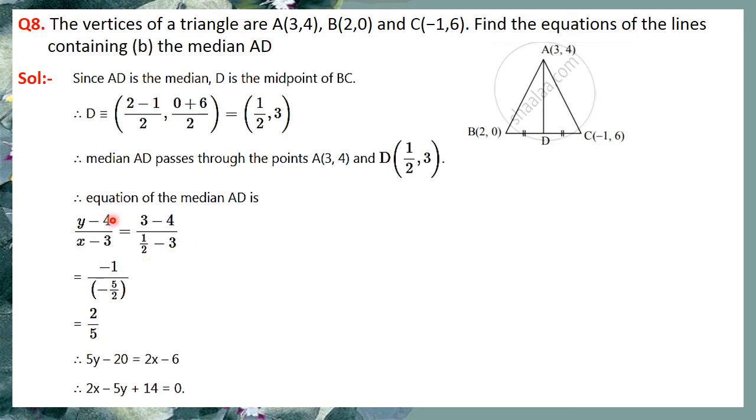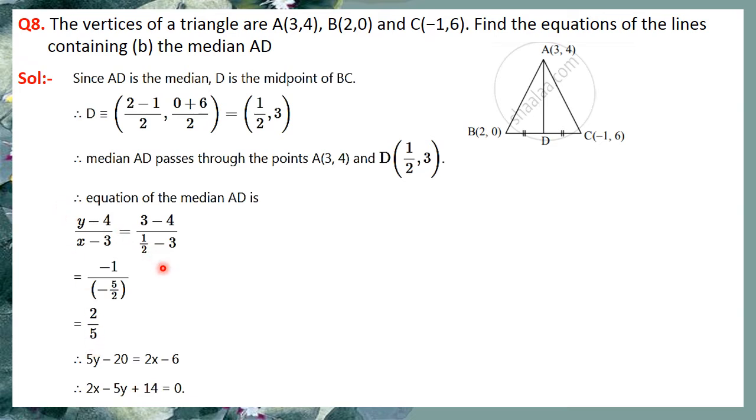So, substituting the values, (y minus 4) upon (x minus 3) is equal to (3 minus 4) upon (half minus 3), taking A as (x1, y1) and D as (x2, y2). Then on simplification, we get the right hand side as minus 1 upon minus 5 upon 2, which becomes 2 upon 5 by taking the reciprocal. So, (y minus 4) upon (x minus 3) is equal to 2 upon 5.